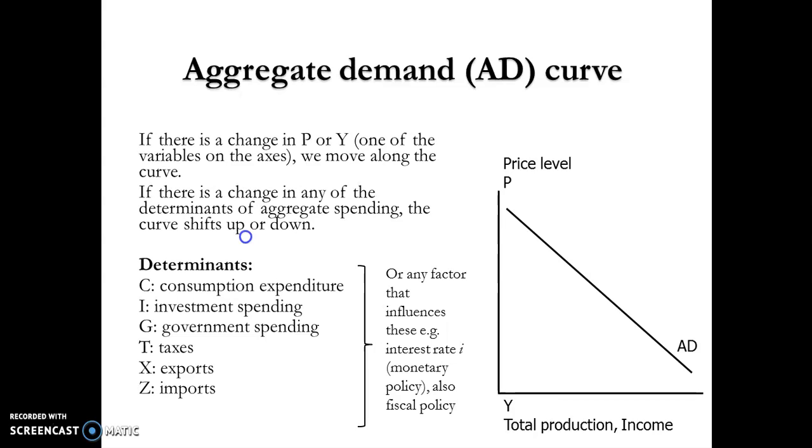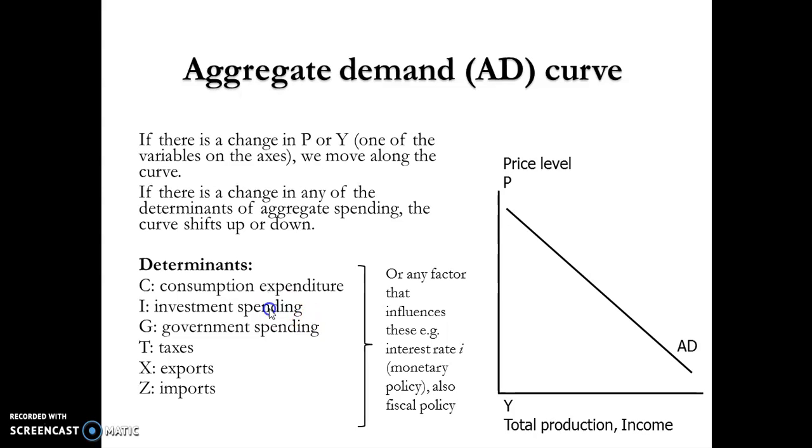Graphically, let's look at our AD curve. So when we plot the AD curve, the curve is downward sloping. We have price level on the vertical axis, as mentioned before, and your total production or income will be denoted with the symbol Y, and that is on the horizontal axis. So if there's a change in any of the variables that are on the axis, we would have a movement along the curve. But if there's a change in any one of the determinants, as mentioned over here, that results in a shift of the curve.